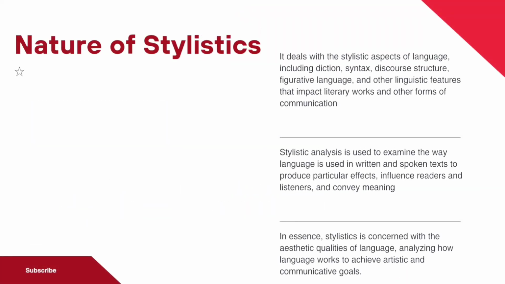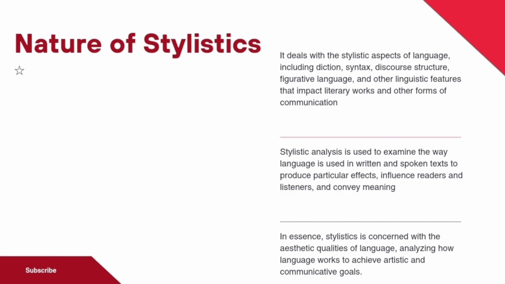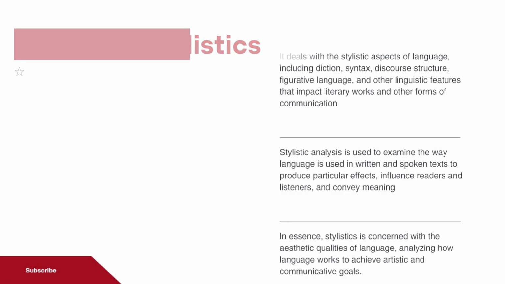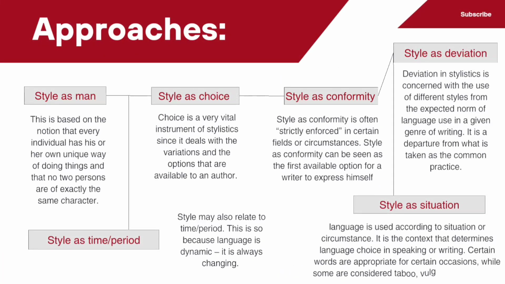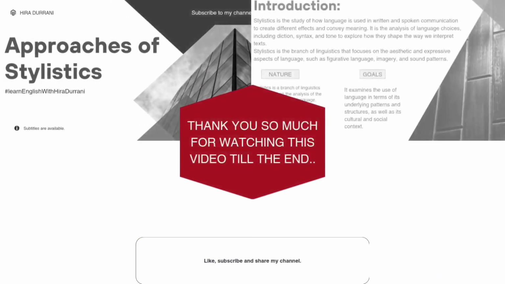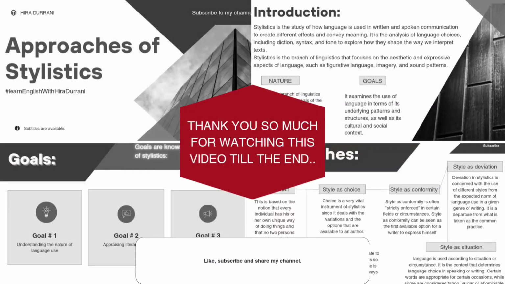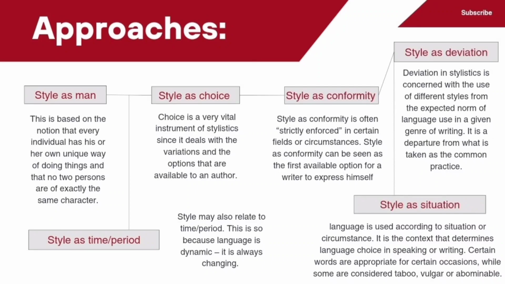The nature of stylistics is that it enhances our appreciation and enjoyment of literature. We do have a few approaches in the nature of stylistics: style as a man, style as a choice, style as a deviation, style as a conformity, style as a time or a period, and style as a situation. All of these styles are incorporated in the nature of stylistics because we need to attain a better understanding of the text. So the concept of style is based upon the use of language in different ways, all for the purpose of achieving a common goal, which is to negotiate the different meanings that have been derived from the interpretation.